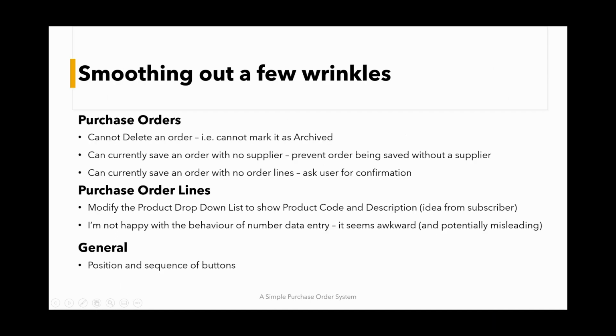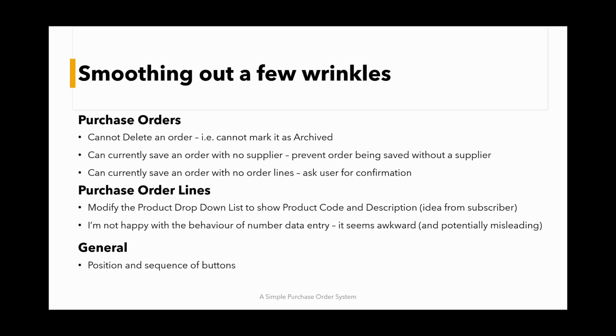So the ones that we're going to be tackling in this video is that on the purchase orders we can't delete an order, so we want to be able to implement that. Annoyingly, we can currently save an order with no supplier, so we need to put a stop to that situation. And we can also currently save an order with no order lines, and rather than prevent this, I'm going to ask the user for confirmation that they do want to save an order without any order lines.